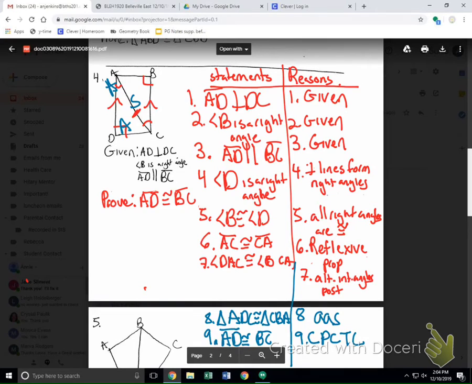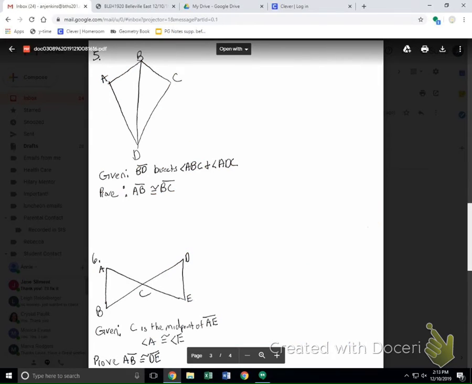Okay, so our first step is to create our table. Statements and reasons.